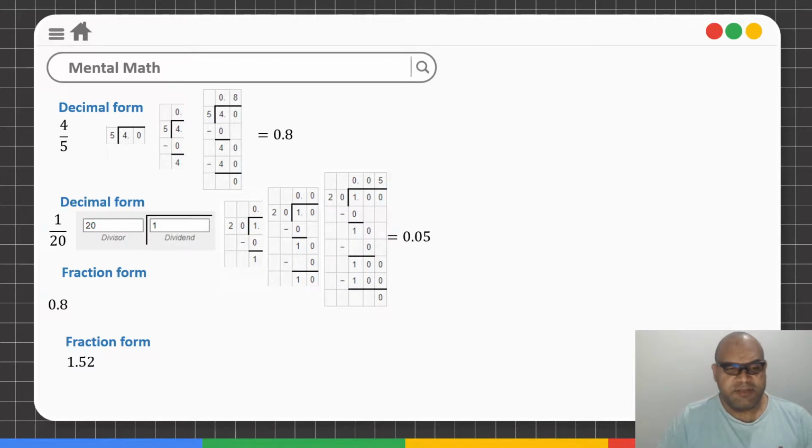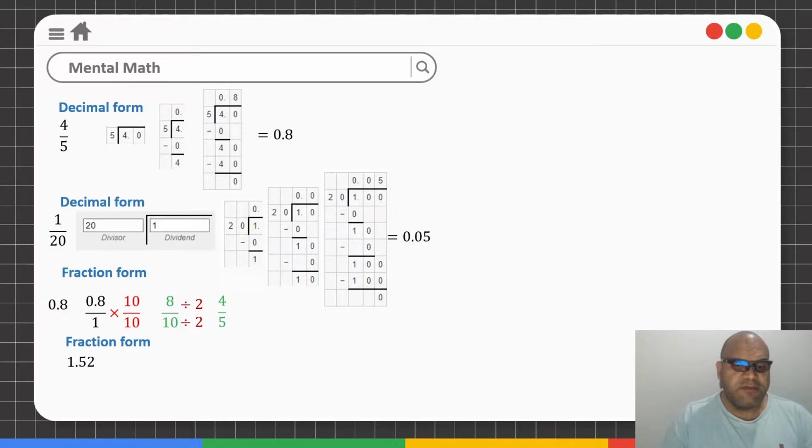Great. Very, very simple. And fraction form here, 0.8. As you remember, just write it as a fraction, 0.8 over 1, and you multiply the numerator and denominator by 10. We just move the decimal point one place to the right. And what happened over here, as you can see, you have 8/10. But mister, we can simplify it. Yes, we can simplify it. We can simplify by dividing numerator and denominator by 2, and we got 4/5.